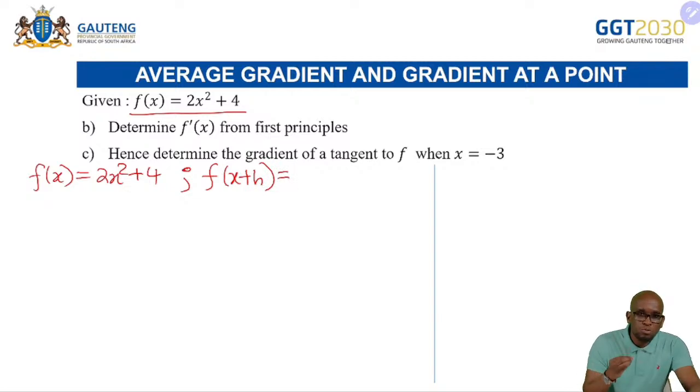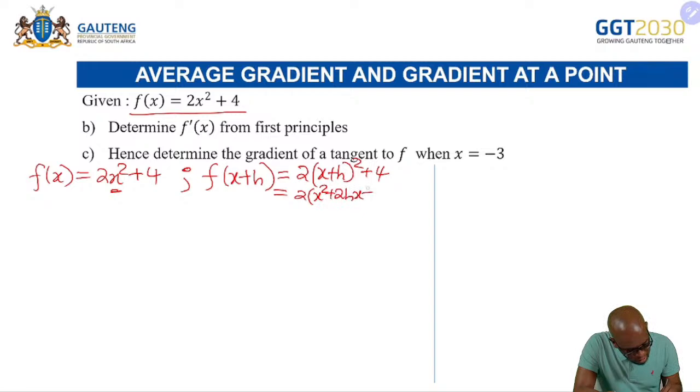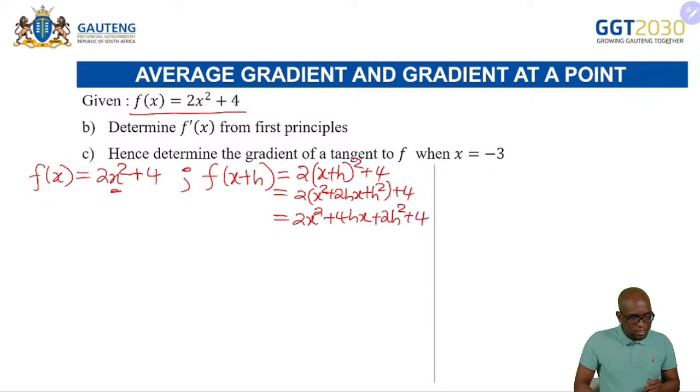So what we do is we're going to substitute where we see x in the original function here, we're going to put x plus h. So this is 2 into x plus h squared plus 4. If we simplify this, this is 2 into x squared plus 2hx plus h squared plus 4. So this is 2x squared plus 4hx plus 2h squared plus 4. This is f of x plus h.